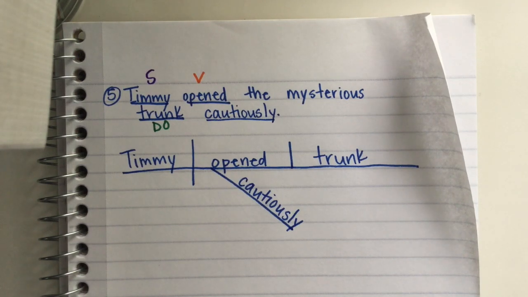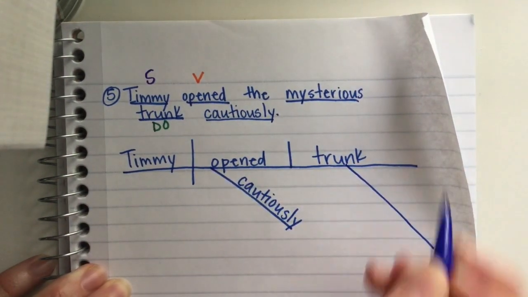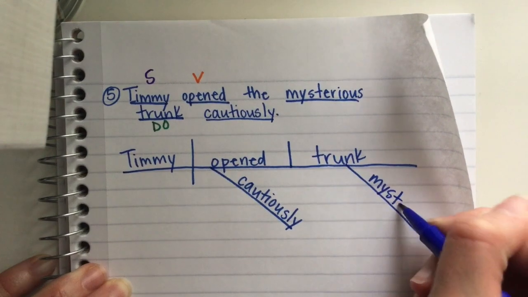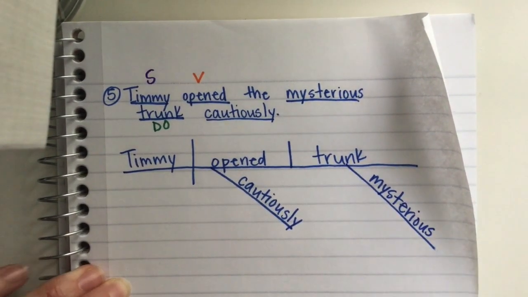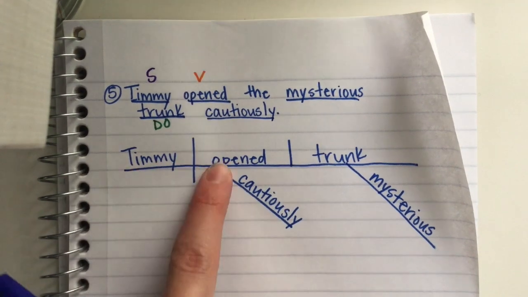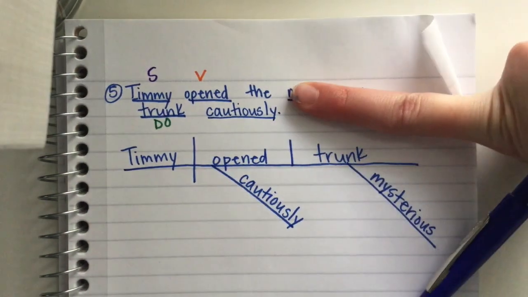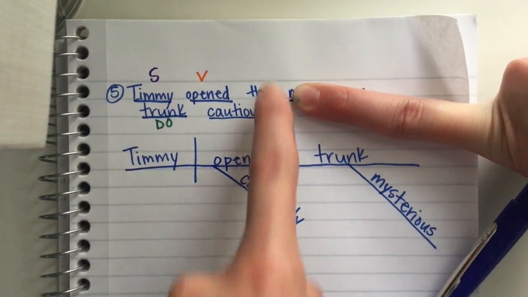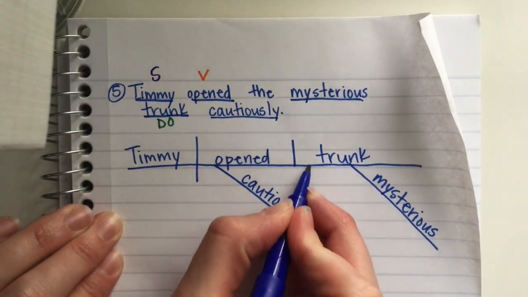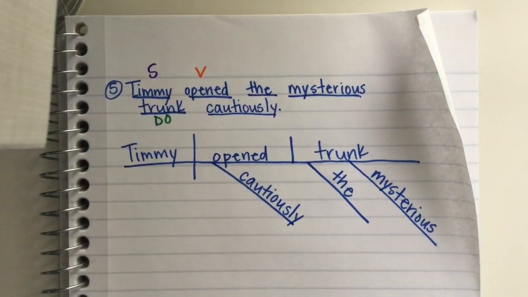So let's think of adjectives. Is there an adjective in this sentence that describes trunk? Yes, there is, and that word is mysterious. So the trunk was mysterious. And then we have an article left over. That article is the, so is the referring to Timmy, opened or trunk? The refers to trunk because if we got rid of mysterious, it would be Timmy opened the trunk cautiously. The connects to trunk, so the goes on our vertical or sideways line here, and everything's accounted for in our sentence.